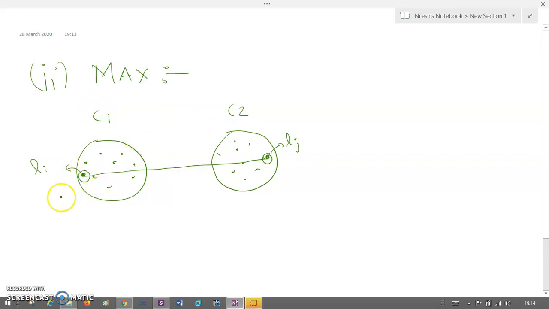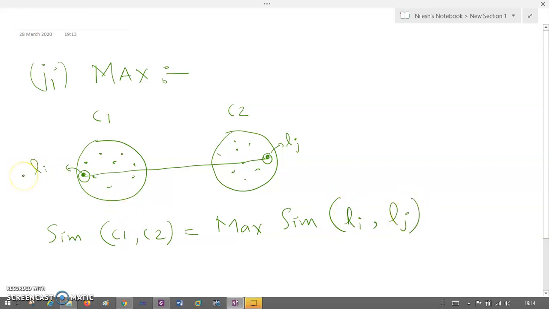I can mathematically write it down here in a very similar way, just like I did earlier. So sim of C1 and C2 equals max similarity between L of i and L of j. This is how you can write for the max function. So these are the two farthest points, the farthest point that lies in cluster 1 and the farthest point that lies in cluster 2, and I'm joining these two, and that's why I'm saying that C1 and C2 clusters are similar to each other. This is the second function for similarity index. Next is the group average.